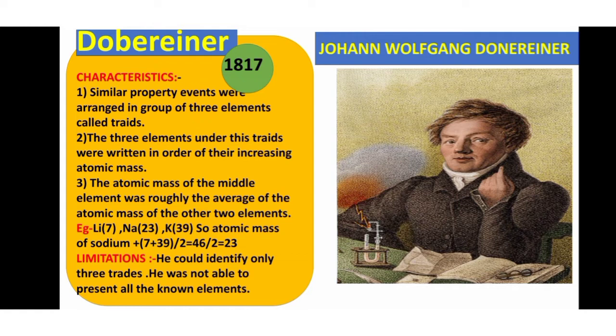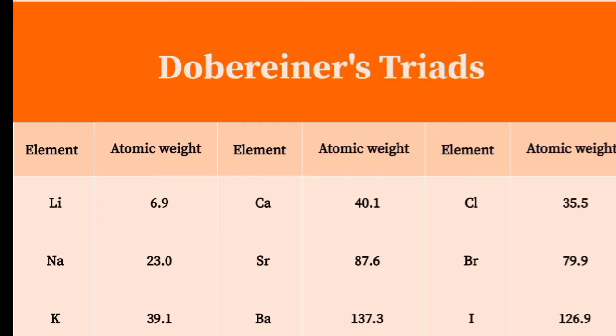His classification failed because he was not able to arrange all the elements known at that time in the same order. That is, taking a set of 3 elements having similar properties and arranging them in this order, where the average of the first and the last element should equal the atomic mass of the middle one. This was not applicable for all the elements, and he was not able to fit all the elements under this particular rule, and that is the reason why his classification had certain limitations.